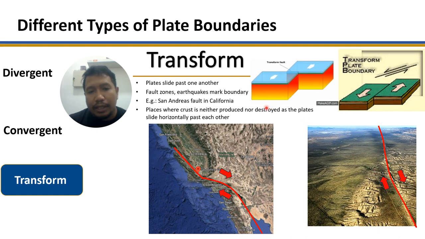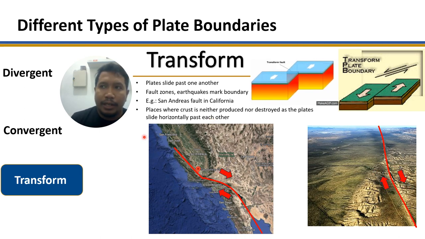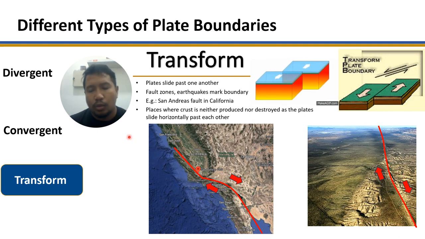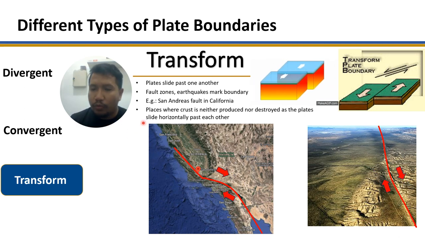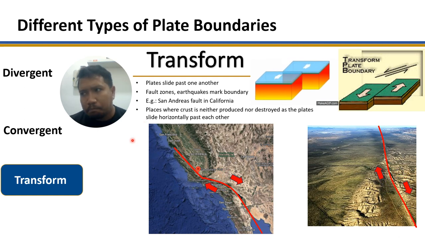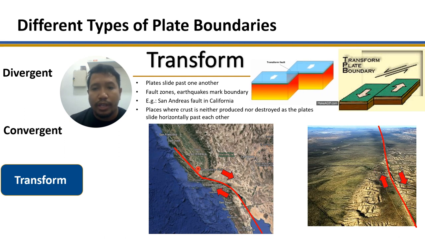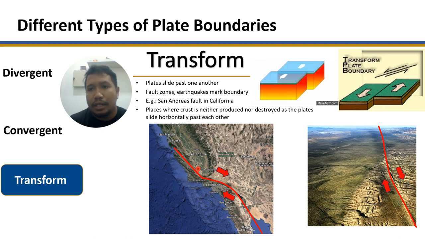And we need to know that the crust is not created or destroyed in this type of plate boundary. Unlike other types of plate boundary, like divergent boundaries where new crust is formed, or convergent boundaries where crust is destroyed because of the subduction, transform plate boundaries do not involve the creation or destruction of the earth's crust. Instead, they are the area where the crust is neither produced nor destroyed as the plates slide past each other horizontally.